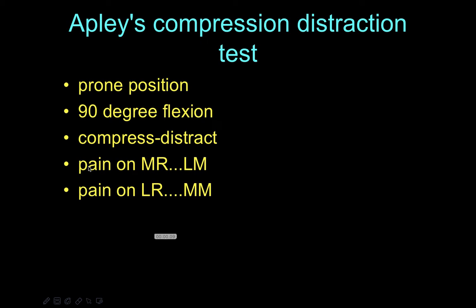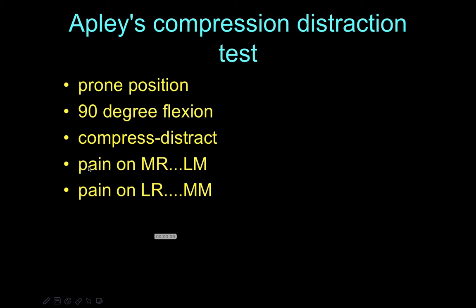Now another important test for meniscal injury is the Apley's compression and distraction test. The important point to remember is that this test is done in prone position with the knee kept in 90 degree flexion. Now the examiner applies compression along the axis of the leg and rotates the leg medially and laterally.